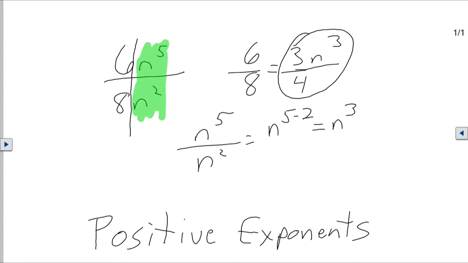And our n to the 3rd power goes in the numerator because we have more exponents in the numerator versus the denominator. So if you get a little confused about where it goes, it's going to end up in the numerator. So that's simplified. It's got positive exponents, so we're good to go on that one.